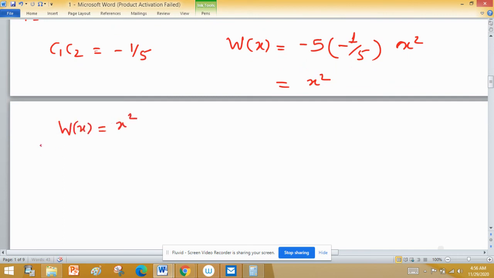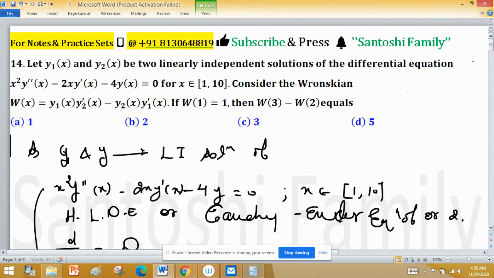Now we have to find W(3) − W(2). It will be 3² − 2², 9 − 4, which is equal to 5. Now 5 is in option D, so option D is our right choice. Once we find the Wronskian function W, there is no hard problem in finding this difference at the points 3 and 2. So our most focus should be to find the Wronskian function W.